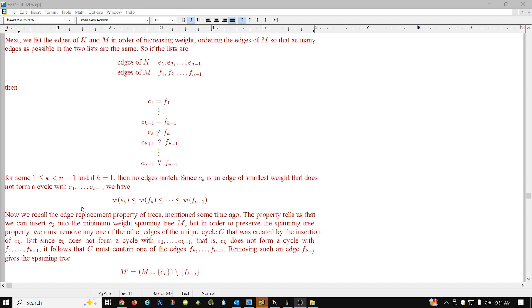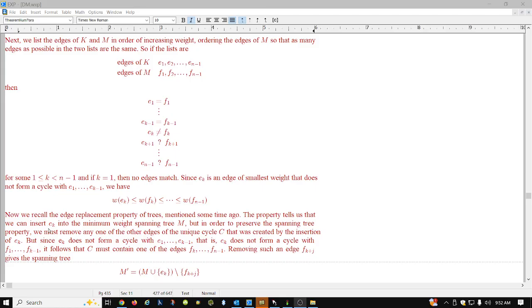Now let's recall something I discussed with you some time ago, the edge replacement property of trees that I said would be useful. That property tells us that if we have a tree, we can insert an edge into the tree. It will create a unique cycle containing that edge. We can take out one of the other edges of the cycle and get a tree again. In this case, a spanning tree. And that's what I call the edge replacement property.